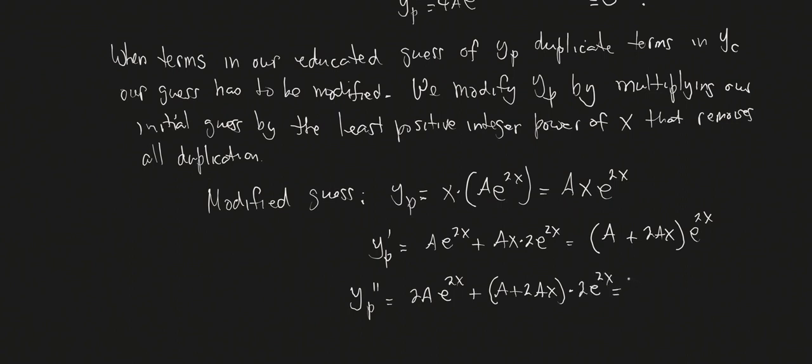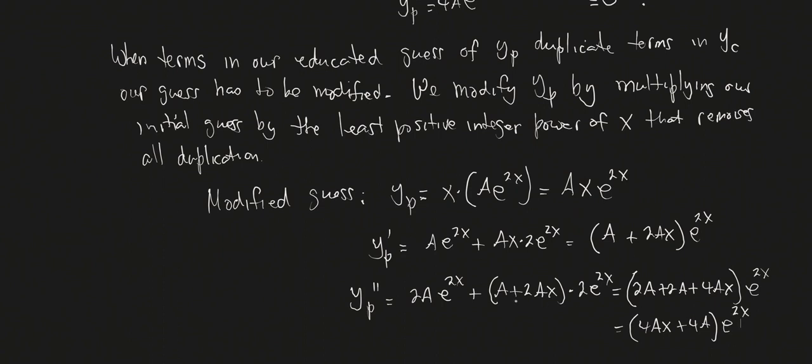Again, let's see if we can factor and group terms. So I have 2a here, and then distribute the 2. That gives me another 2a and 4ax, that entire quantity, times e to the 2x. So then I have some like terms, and let me write the linear expression in standard form. So it's 4ax plus 4a times e to the 2x.